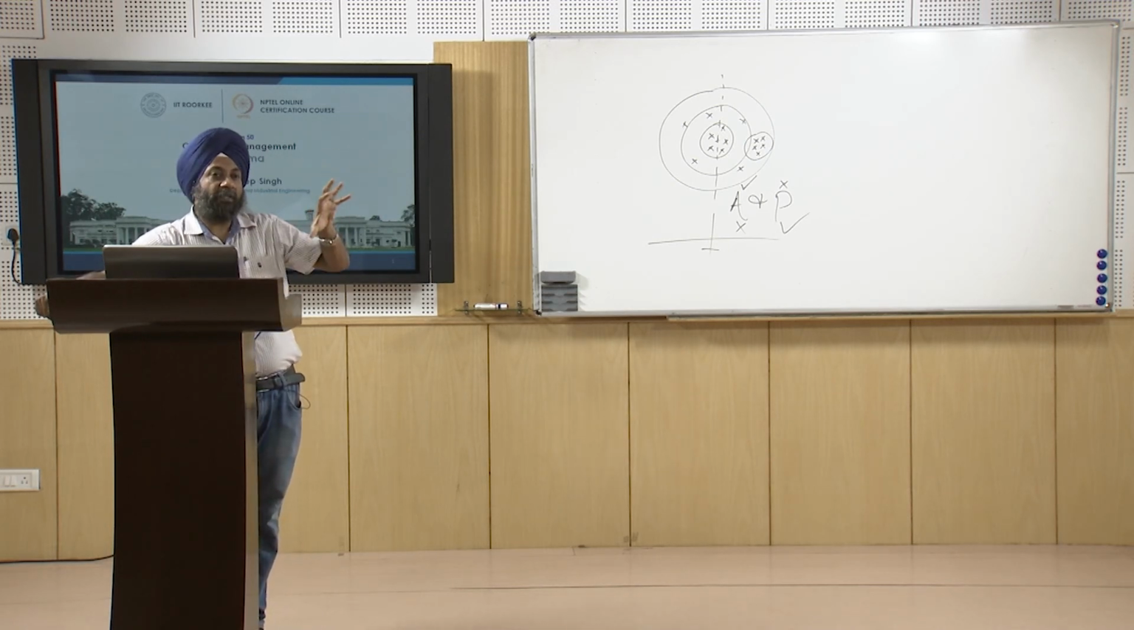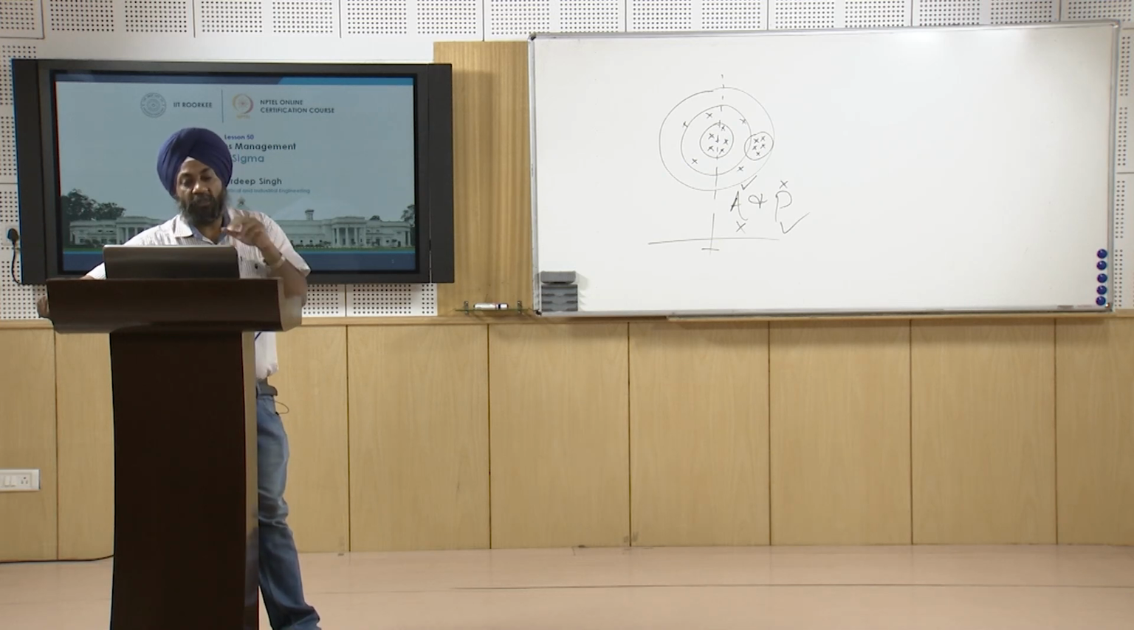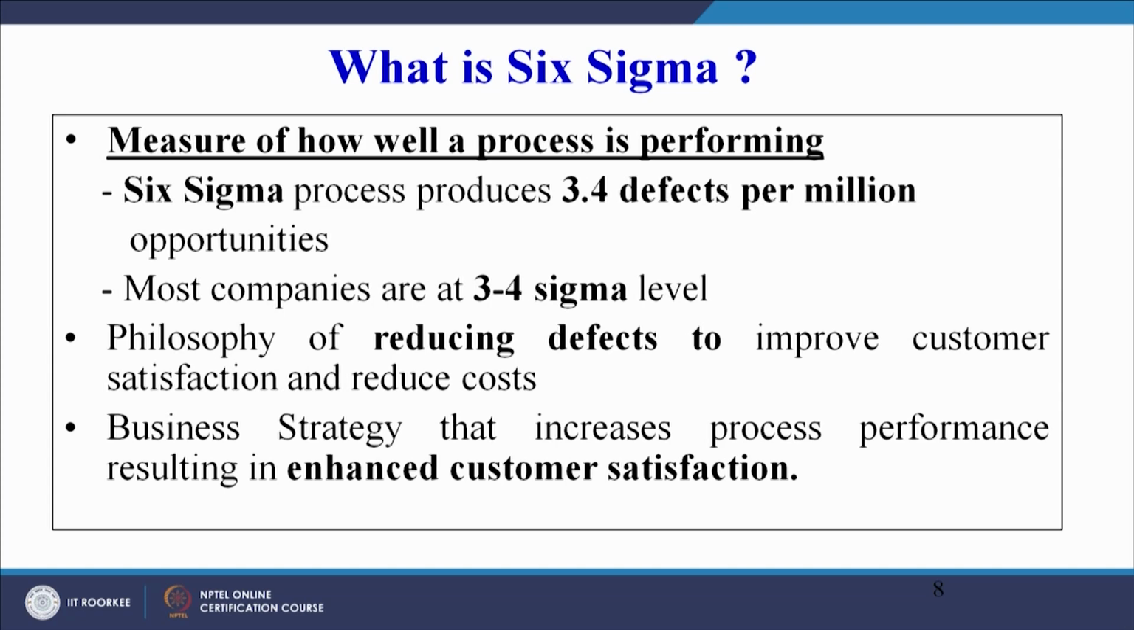Now what is 6 Sigma? I think the examples have fairly explained that more focus is on ensuring that the process is done in such a way, the operations are done in such a way that the defectives are minimized. So measure of how well a process is performing is what is 6 Sigma. 6 Sigma process produces 3.4 defects per million opportunities. So we can see it tries to minimize the defective items being produced by the production line. Most companies are at 3 or 4 Sigma level only. That is the current practice, but slowly and steadily with the development of the technology, companies are trying to focus on the 6 Sigma level also.